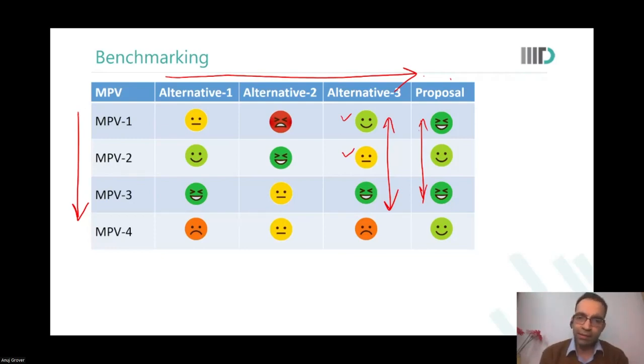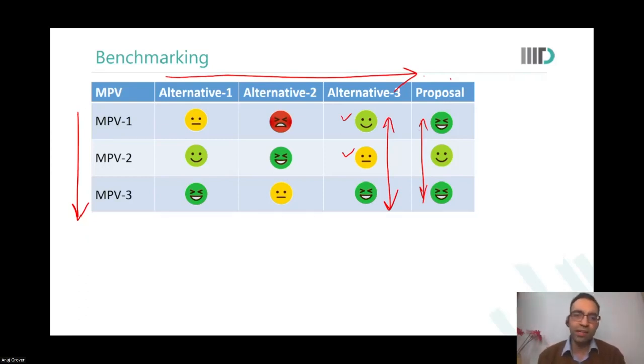So we made this colored smiley scale. The red frowning one is terrible, and the dark green joyful one is I'm happy. So we make the scale, and we see that until MPV4 was introduced, MPV3 is very close to what we want. So if we can simply improvise alternative 3, we could be as good as our proposal. So that is the solution that we pick up and that we improvise on.